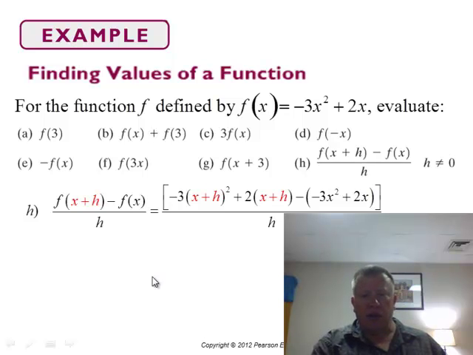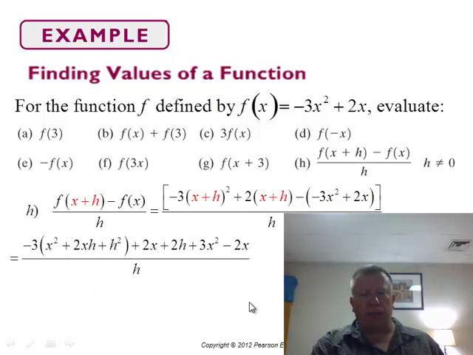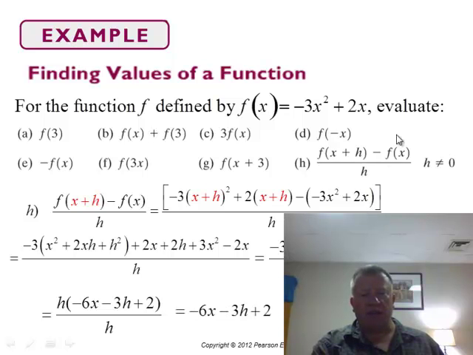So now you just multiply all the stuff out. Negative 3 times x plus h squared. Well, x plus h squared is x squared plus 2xh plus h squared. Then multiply by the negative 3, combine like terms, simplify. So a couple of algebraic steps. I'll let you check the details. When you go over here, collect like terms, factor out an h. That's what we've got here. Cancel the h's. And then you're left with this expression right here. Negative 6x minus 3h plus 2. Remember, h is a constant. So negative 3h plus 2 is a constant. So you've got negative 6x plus some constant.